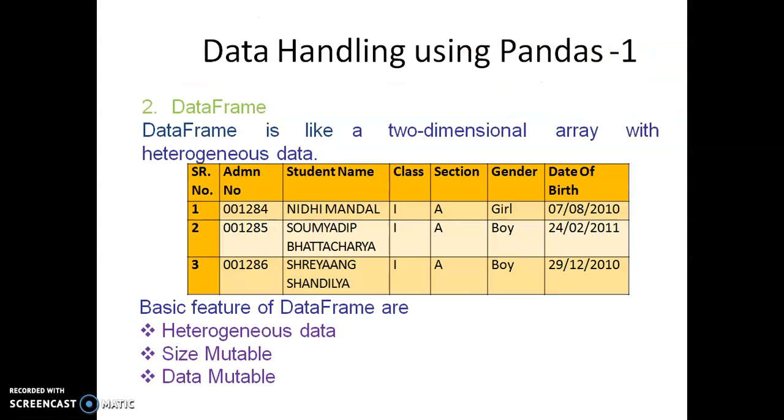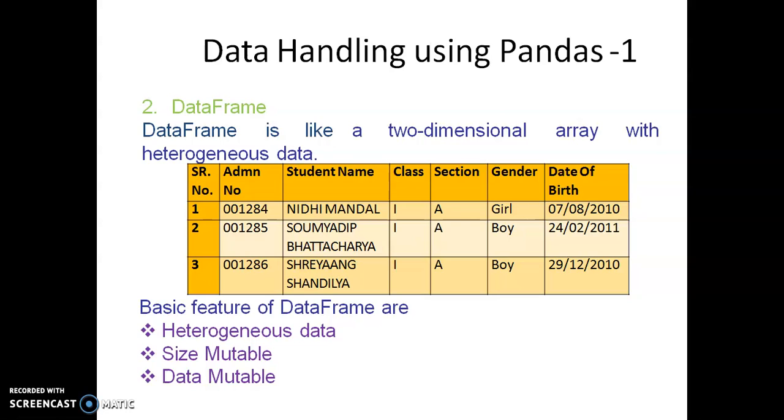Now next one is data frame. Data frame is just like a 2-dimensional array with heterogeneous data. Now this is a very common term. Heterogeneous means different kinds of data at a single place, right? So look, here I am having numeric data, then string, then date type. So the basic features of data frame are heterogeneous data, which means different data can be kept at a single place.